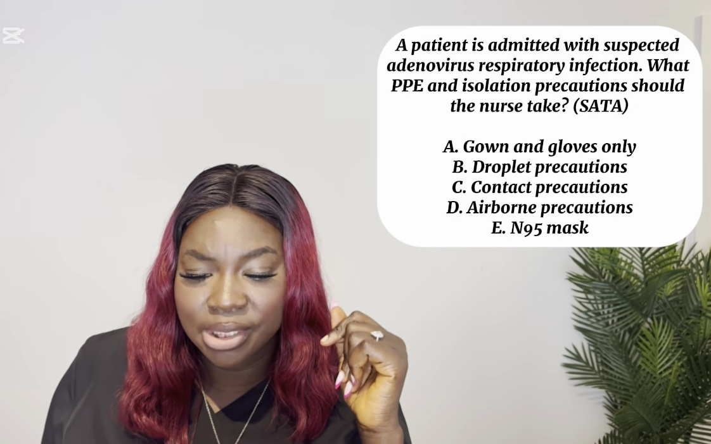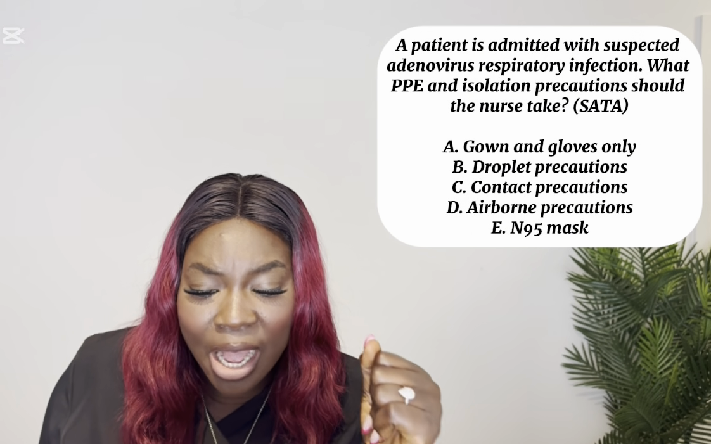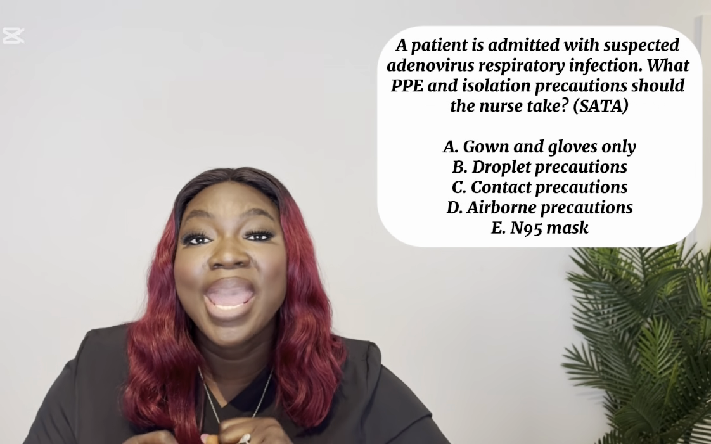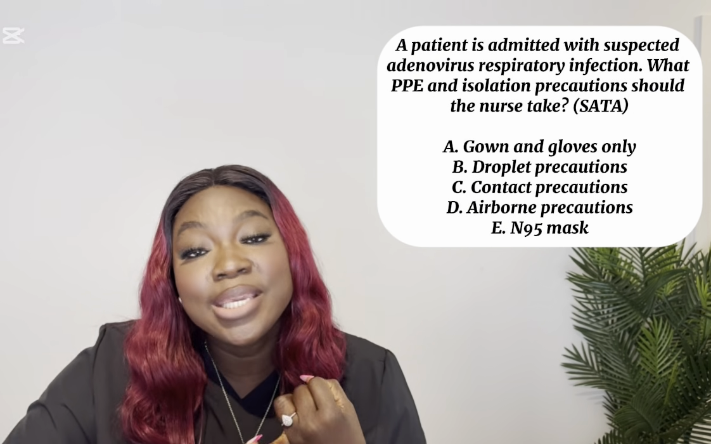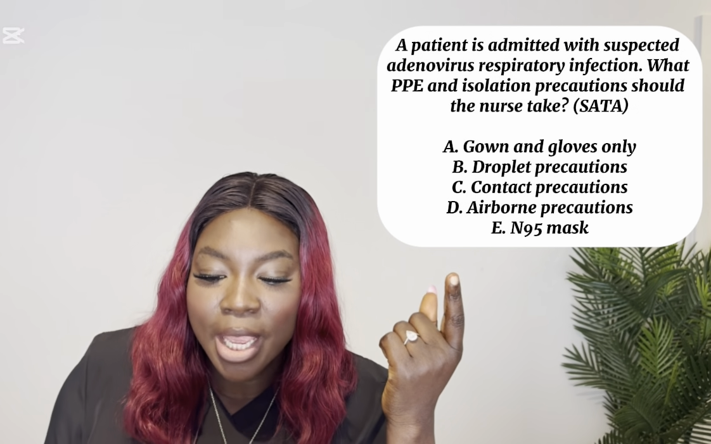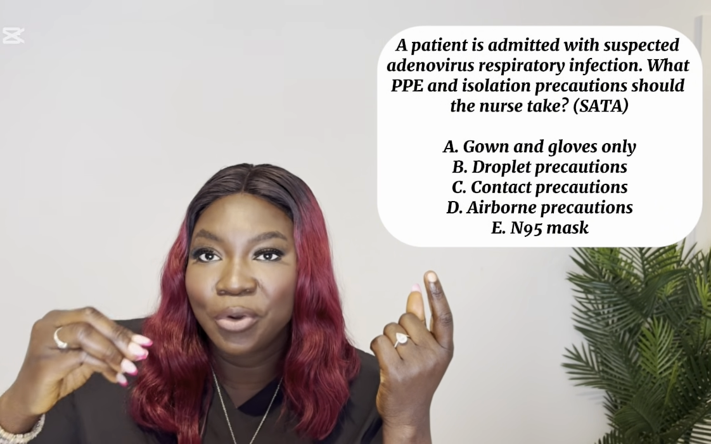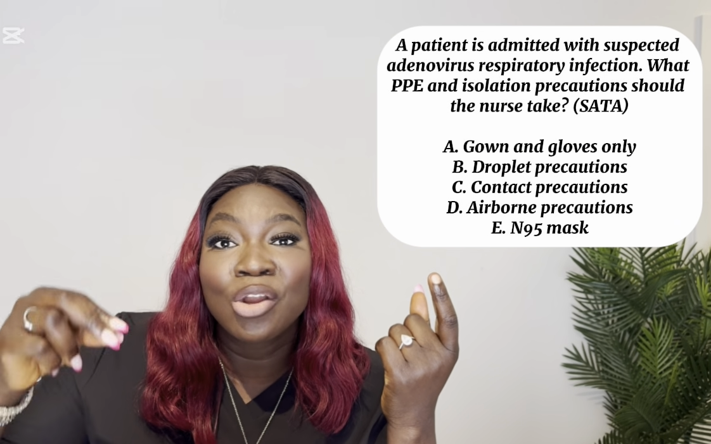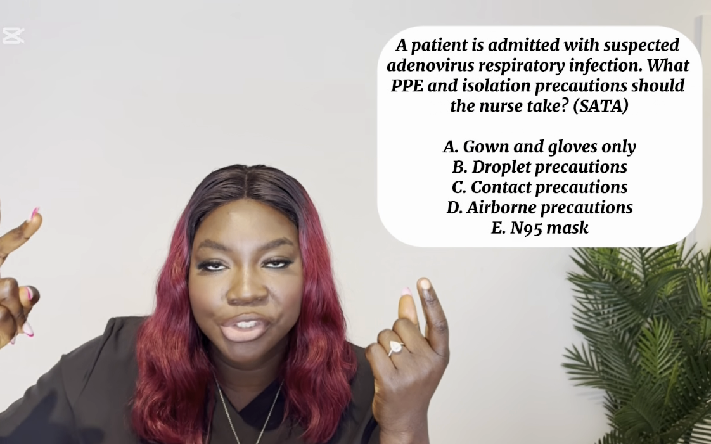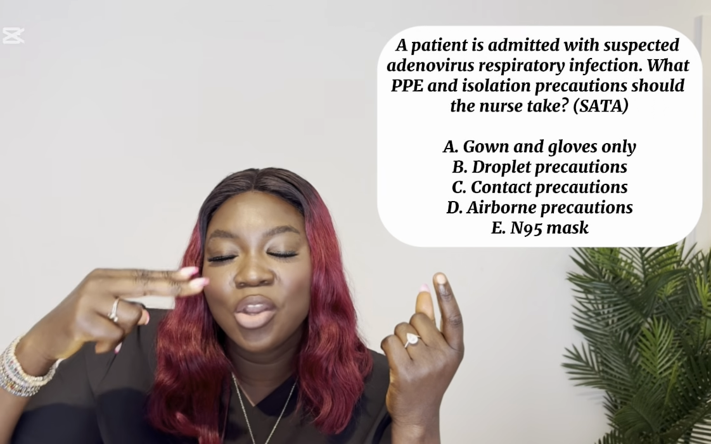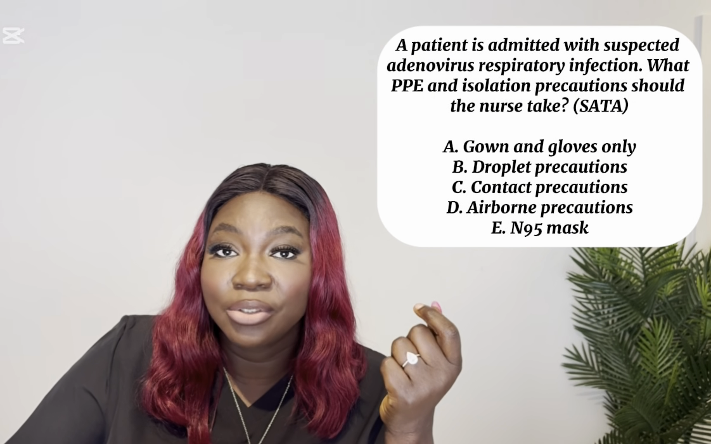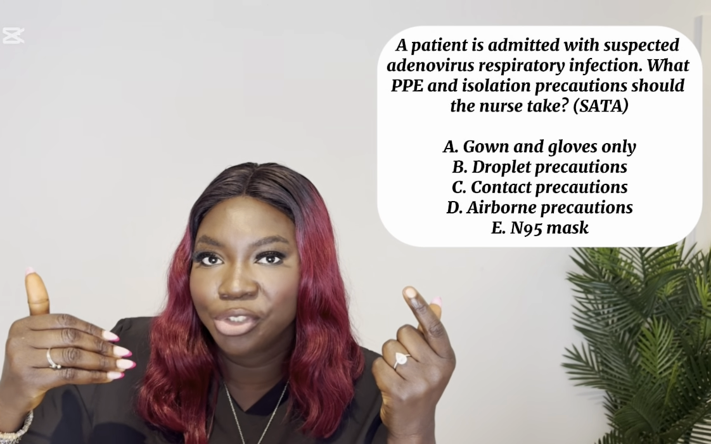Now, let's go through the wrong choices. A says gown and gloves only. I've told you guys, run away from any multiple choices that say only, all, always. Very wrong. Remember, gown and gloves will be for contact precaution. But because they said gown and gloves only, and we already selected our answer as droplet precautions and contact precaution. When you are following contact precaution, you wear gown and gloves. But they said gown and gloves only. That made that choice wrong, because you also need droplet precaution with it.